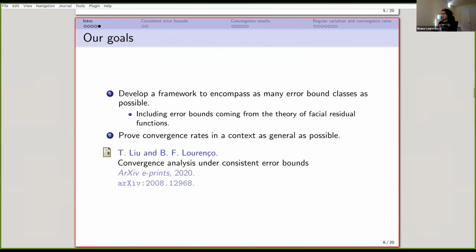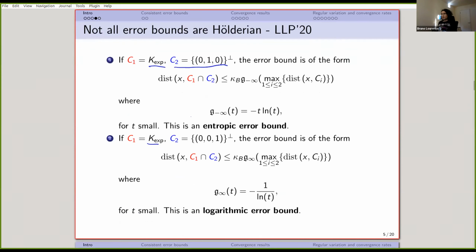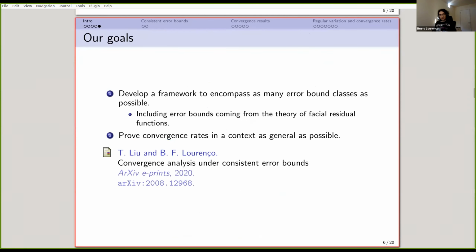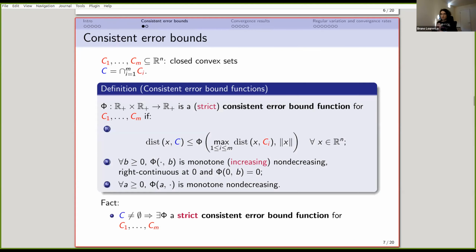One thing I should mention is that this comes from the theory of facial residual functions that also appears in Scott's talk. The framework I'm going to explain now is also able to express the error bounds that come from this theory of facial residual functions. If you want to know more details, please check our preprint. But this is a new definition we introduced in this paper. It's the definition of consistent error bound functions. So suppose we have M sets, and we denote by C their intersection. And a consistent error bound function is a function that has two parameters.